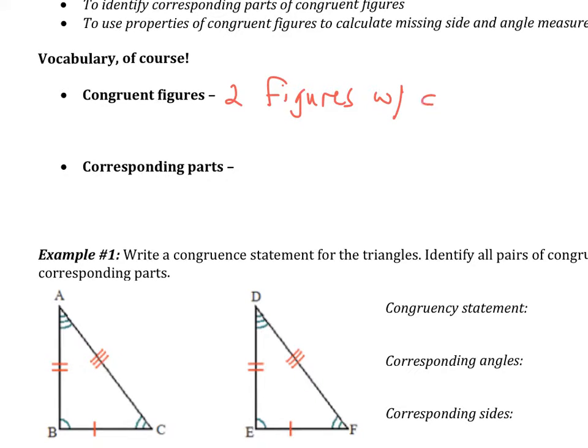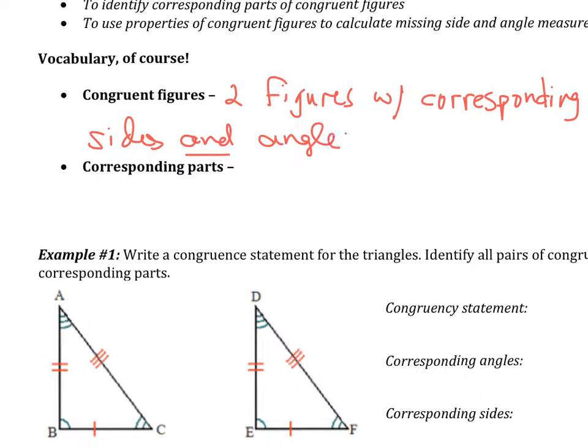with corresponding, and we're going to talk about this idea of corresponding sides and angles congruent. Okay? So two figures, they could be rectangles, they could be triangles, they could be pentagons. Figures mean any shapes, okay? All right, so two figures with corresponding sides and angles that are congruent.